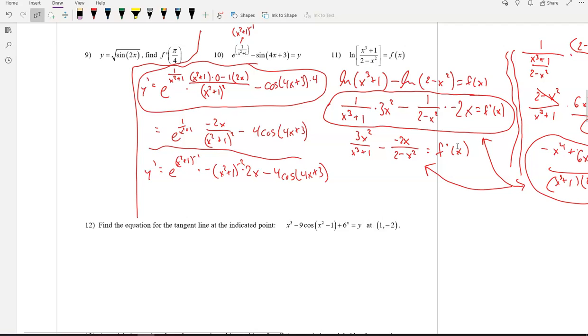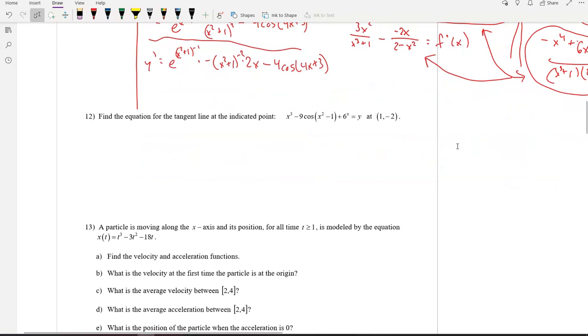Number 12. Find the equation of the tangent line at the indicated points. So again, classic question that you'll see on the AP tests, right? Writing the equation of the tangent line. In order to write the equation of a line, what two pieces of information do we need? Yeah, a point and a slope.